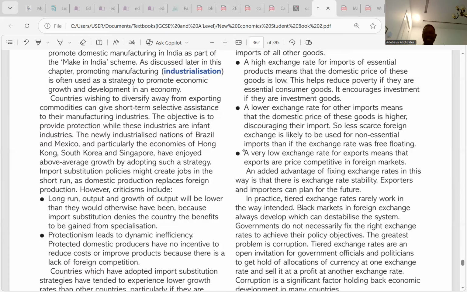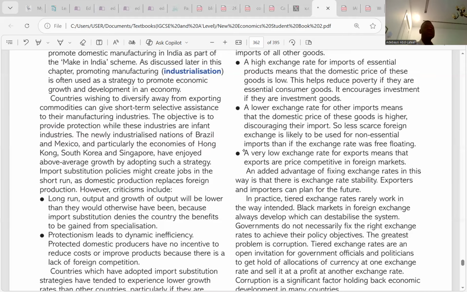For import substitution, it simply means we are replacing imported made goods with domestic made products. For example, this is a pen. Instead of us continuing to import this pen, we would produce pens here in Libya. That is import substitution. The advantage of import substitution is that it encourages industrialization and domestic consumption, which will as well increase economic growth and economic development.